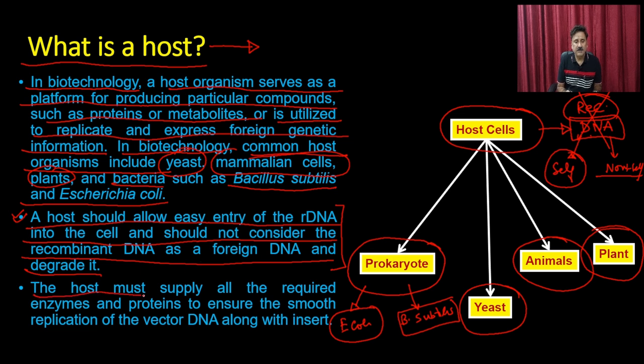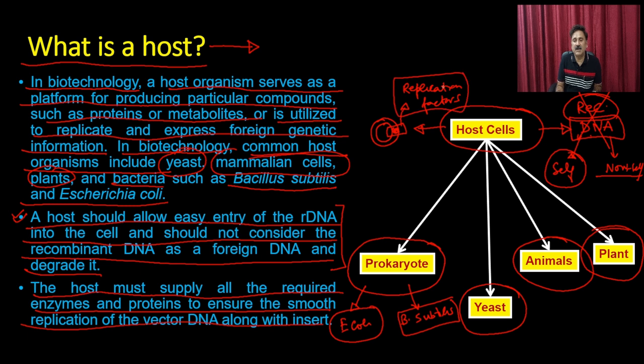The host must supply all the required enzymes and proteins to ensure the smooth replication of the vector DNA along with the insert. That is the second aspect. You are going to insert one copy of that recombinant DNA, right. That recombinant DNA is going to have the origin of replication, and this origin of replication is going to utilize the replication factors. You know that you require gyrase, topoisomerases, DNA polymerases, single-stranded DNA binding proteins and so on.